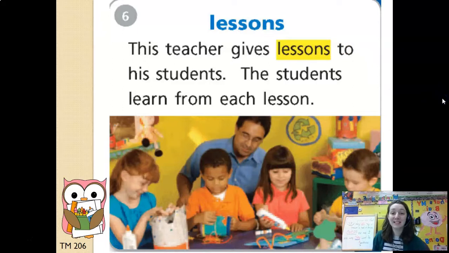All right, number 6 is lessons. This teacher gives lessons to his students. The students learn from each lesson. Okay, so lessons are things that are taught, right? So you're going to pretend you're teaching, and you're going to say lessons, things that are taught. So we have culture, traditions shared by people. We have community, the people around you. We have languages. We have transportation. We have subjects, things you study. And we have lessons, things that are taught.